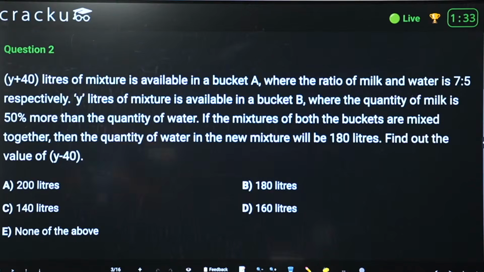Do put the answers in the chat box, guys. Last 30 seconds, guys. Do give this a try.